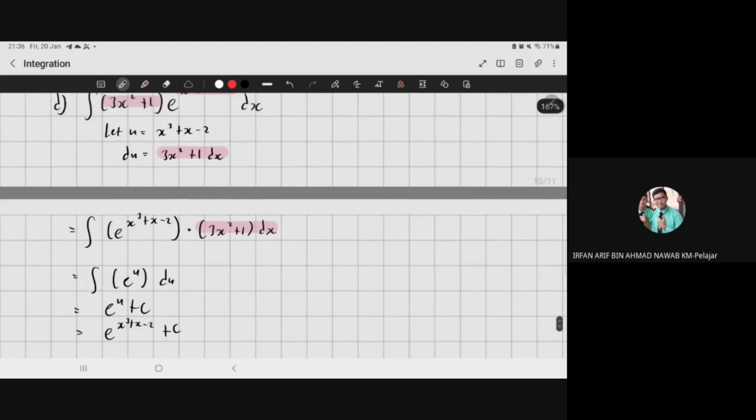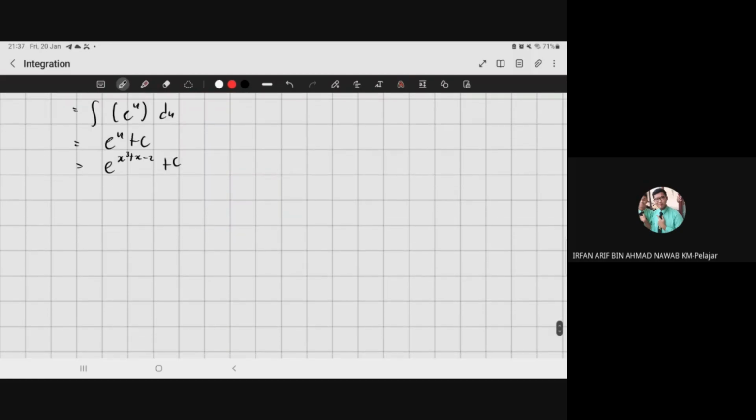Nothing much. So let's move on to a more difficult question which involves trigonometry. I want to try this question, and then we move on to the second technique, which is integration by parts. Now, integrate cosine cubed of x times the sine of x.